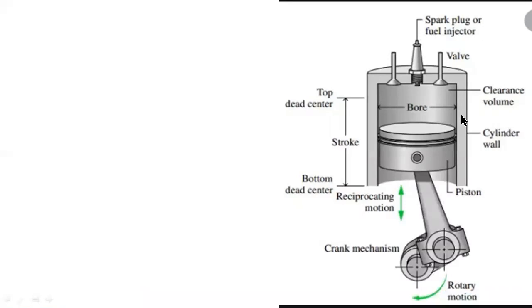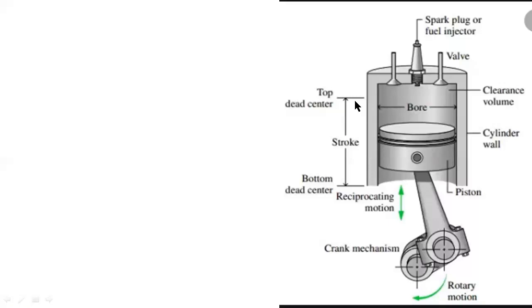This thickness of the wall is called the cylinder wall, and this one is a piston. This is a piston pin. This is a connecting rod. This is a crankshaft. This is a crank. This whole system is the crank mechanism. The motion of this piston is reciprocating motion.